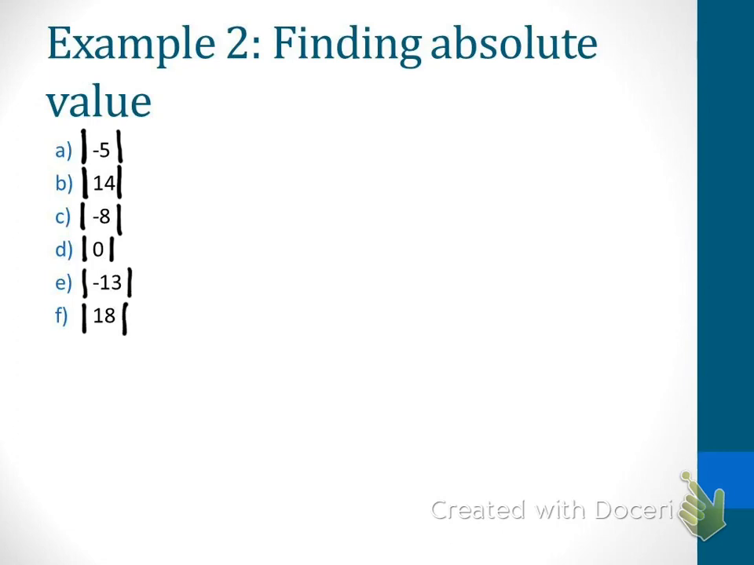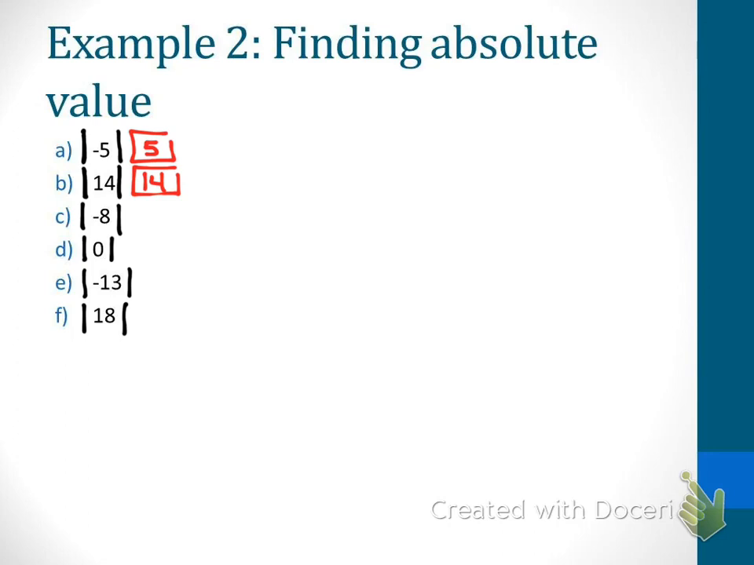And remember what we said, absolute value is just how many units it is from 0. It's not positive, it's not negative. It's just the number itself. So the absolute value of -5 is just 5. Absolute value of 14 is just 14. All right, you go ahead and fill in the rest.